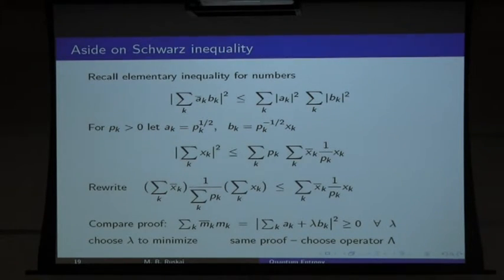And when you prove this in your linear algebra or calculus course, you basically say, well, we look at this sum over k of positive things. It has to be positive. And then I simply differentiate and choose lambda to minimize. I gave you exactly the same argument for operators. You just have to be careful to keep things in the right order and to make a clever choice for your operator lambda.